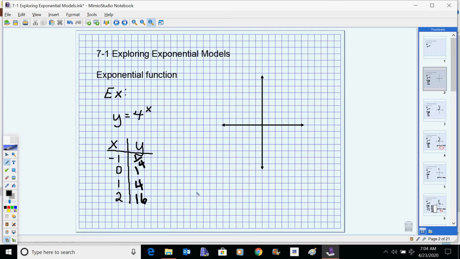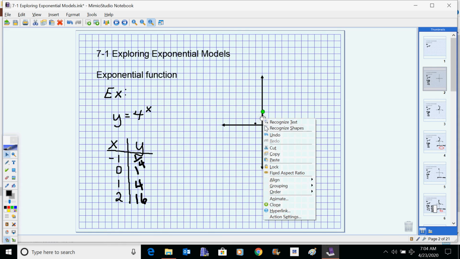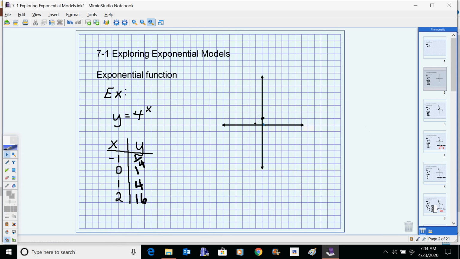So what you do is you graph as many of these points as you actually can. So negative 1, 1/4 would be like here, 0, 1. Keep in mind there is a y-intercept, and that'll be important to us just slightly down the road here. 1, 4. And then you would draw in a nice curve to go with it.